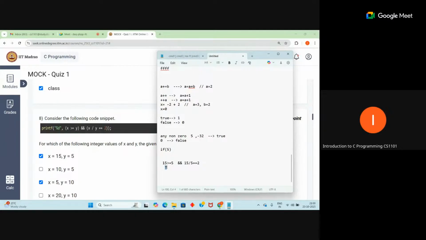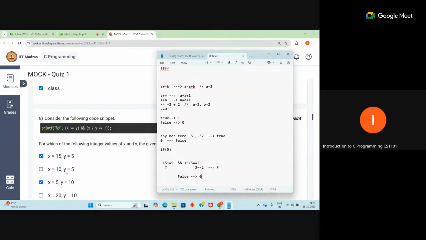Because the first condition is true, it will evaluate the second condition. So what is the second condition? 15 by 5 is nothing but 3. So 3 equal to 2 is false. So true and false is false. The final answer is false, so false means it will return 0. So your answer will be printed as 0. So for this first case, the answer will be 0.